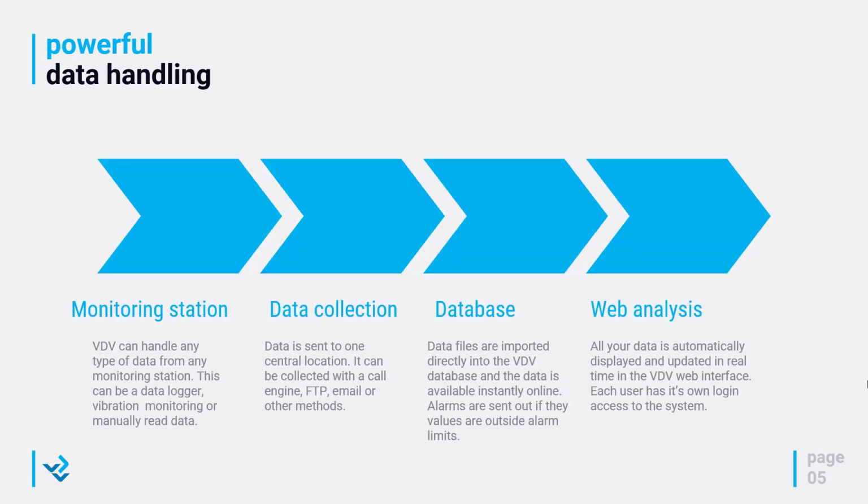Just to give you more information about how the data goes from a sensor data logger to Vista Data Vision, you'll find on the left-hand side a monitoring station. This can be a manually collected station or an automatically collected station. Typically, you would have a data logger connected to sensors. The data is then sent to a server or manually collected. As soon as it's on the server, Vista Data Vision imports the data and adds it to the database. And then you have web access to the data.